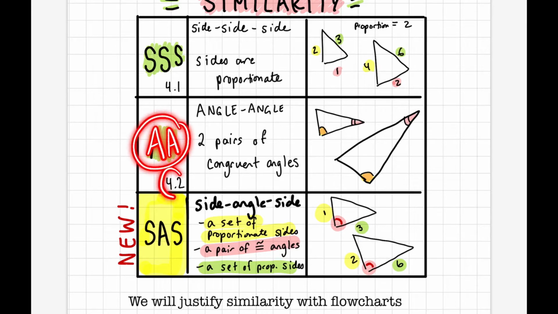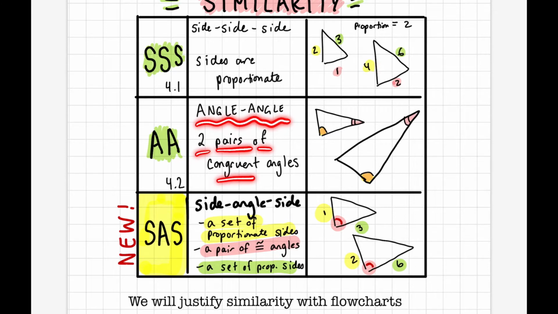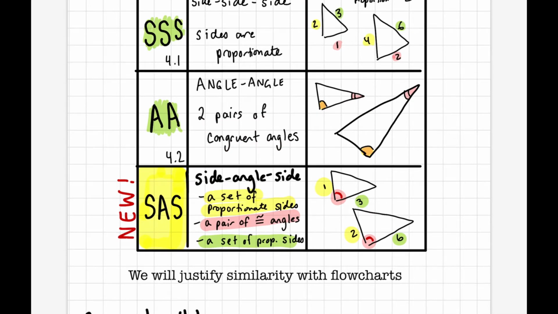So angle, angle means that you have two pairs of congruent angles. Here's a pair of congruent angles. Here's another pair of congruent angles. You just need to show that two of them are congruent. That is angle, angle similarity, another way to show similar triangles.